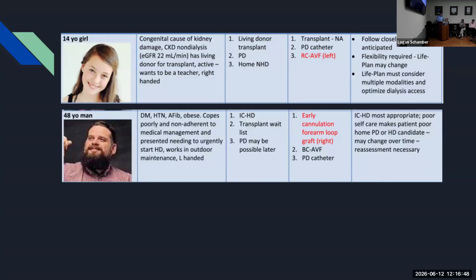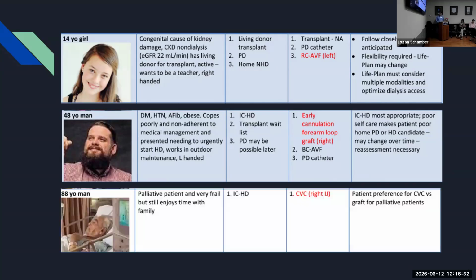Yeah. All right. And then this is just the last example, just to drive the point home, but we've also experienced this many times, right? An 88-year-old gentleman, multiple comorbidities, coming in very sick, severe AKI, needing to start dialysis. Ultimately, his goal at the end of his life is just to try to spend as much time as he can with family. And so with that life plan in mind, it was decided that in-center hemodialysis would be the best option for him.